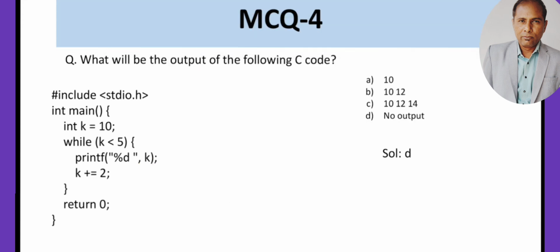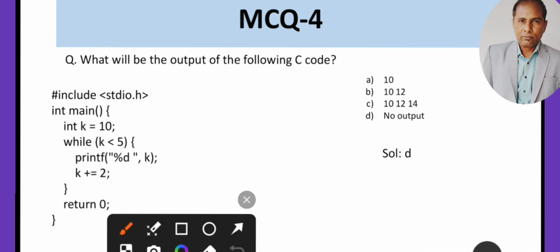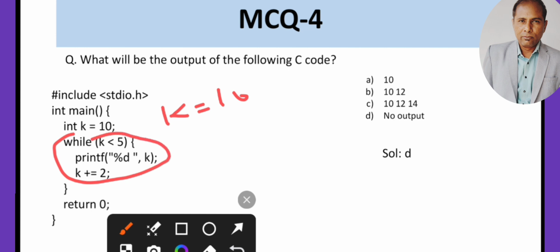Now the next question for this lecture is that we have k is equal to 10 and we have to print k as long as k is less than 5, but k is greater than 5. So I think this loop will not be executed and we will have no output. So option D should be the correct answer for this question.